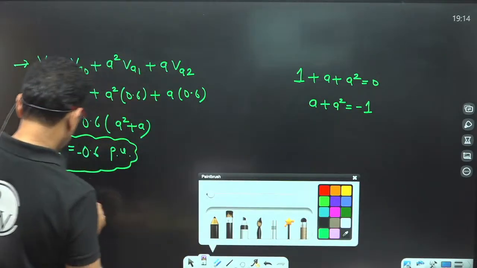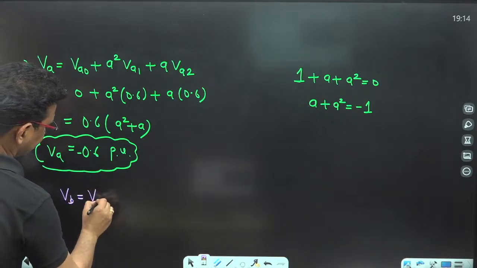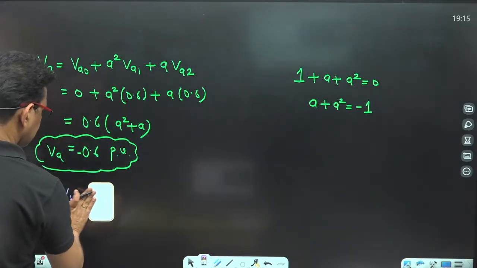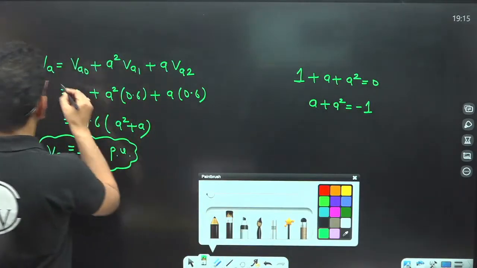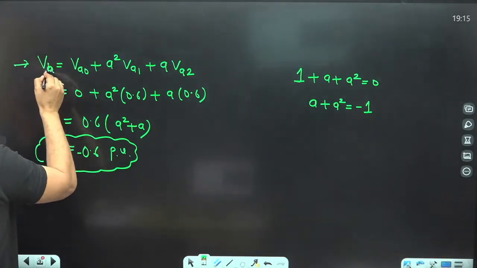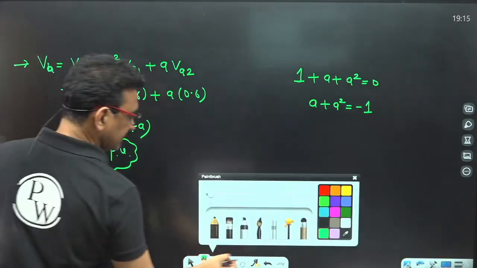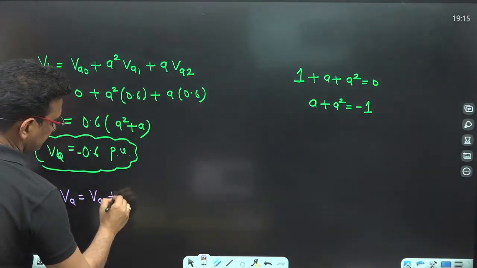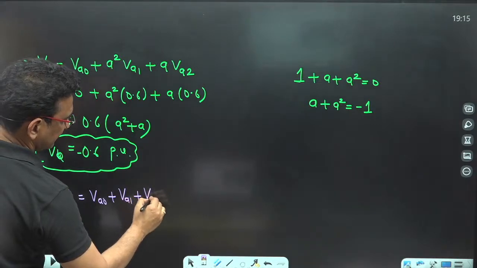Let's find out the VB. VB is the VA0 plus... sorry, this is my VB. This was the equation for the VB. VA is directly VA0 plus VA1 plus VA2.